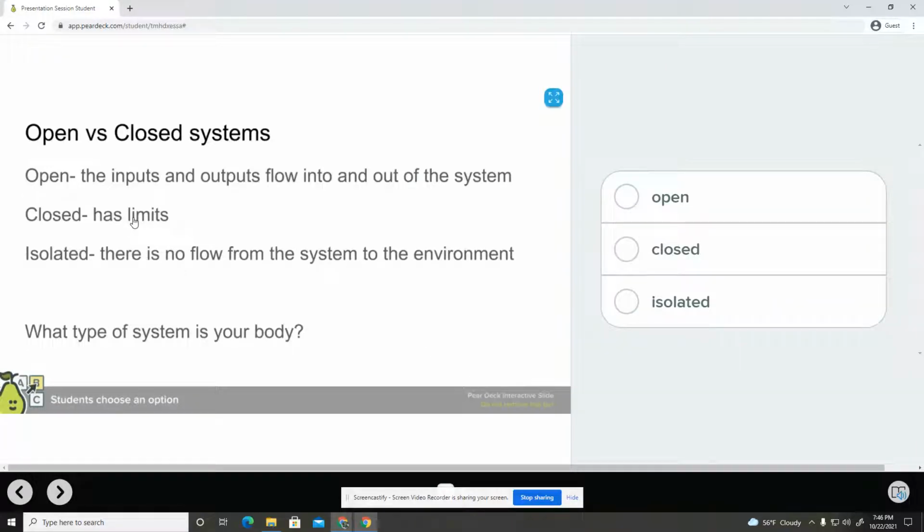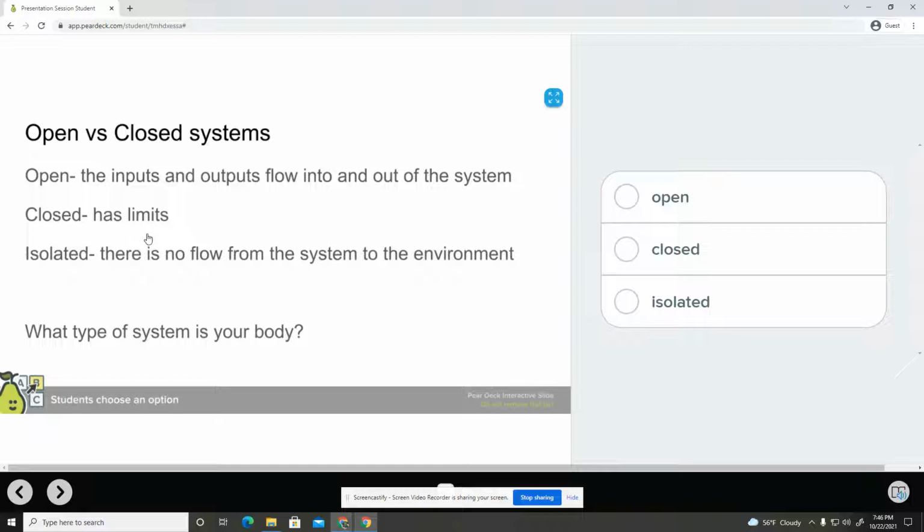An open system is something where you can have input and output in and out of the system. Closed has limits. That means you might have energy flow in, but that's it. Open means wide open to energy and matter. Closed will have specific things that it would be open to, either input or output. And isolated, there's no flow from the system to the environment, which is only theoretically possible.